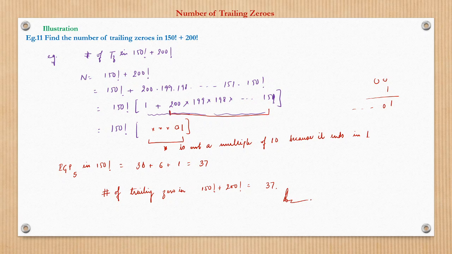So broadly this is the generic way in which we solve the questions on the number of trailing zeros and the IGP, index of greatest power, of any prime number. We'll see some more advanced cases on this in the subsequent session.